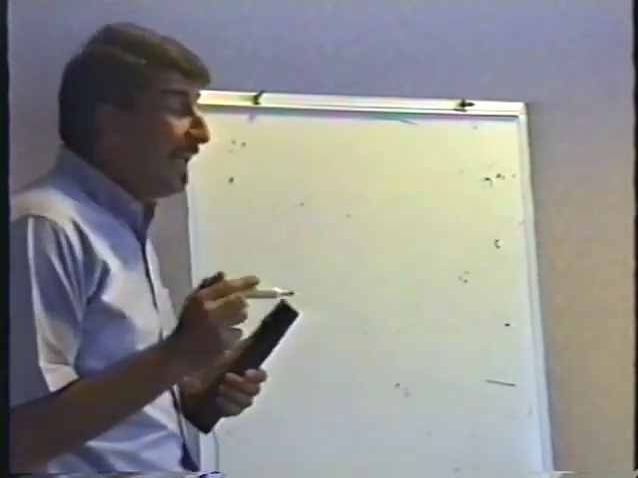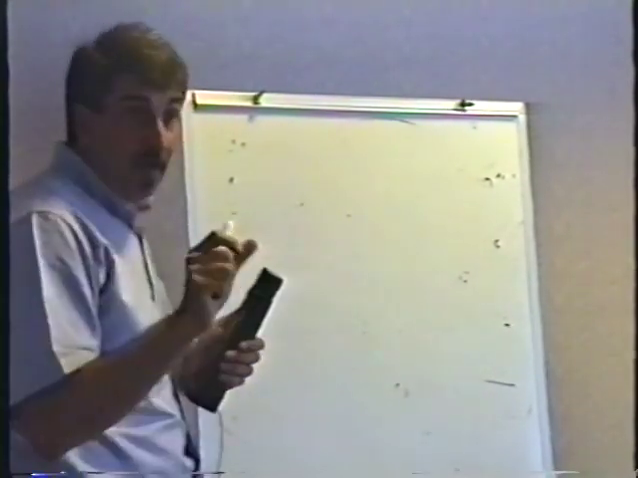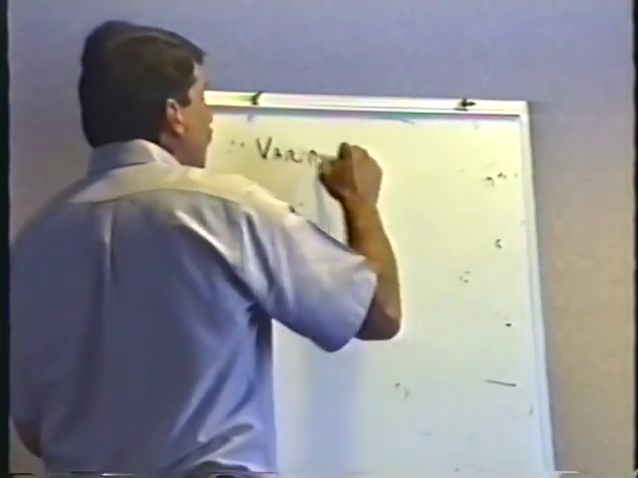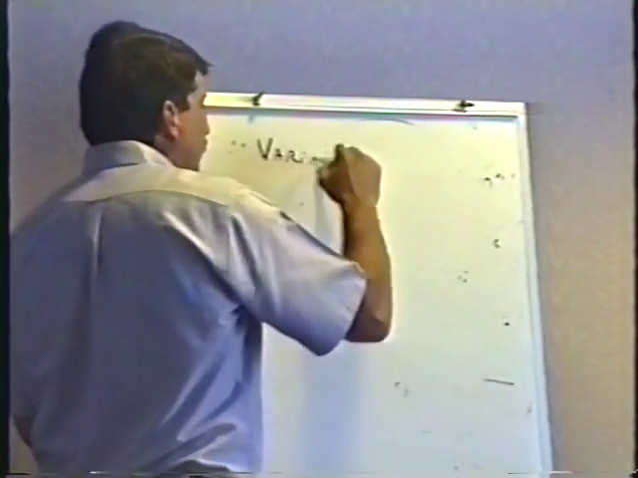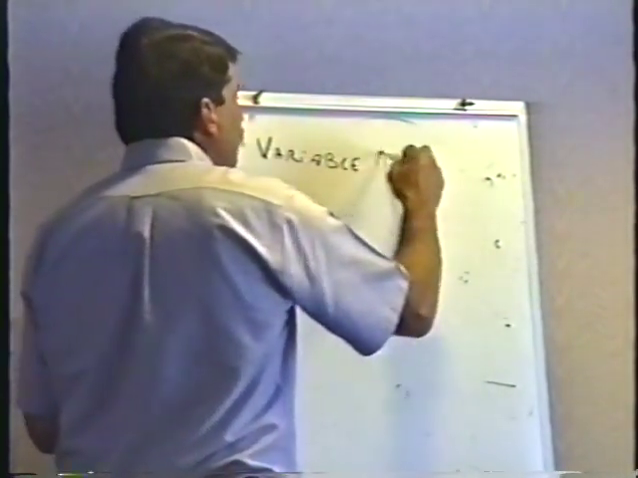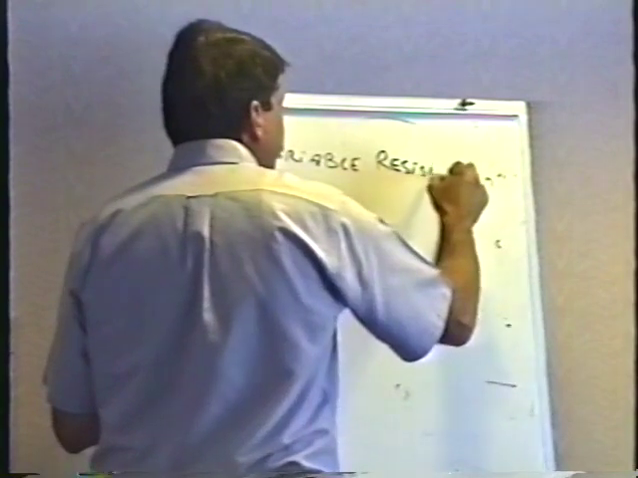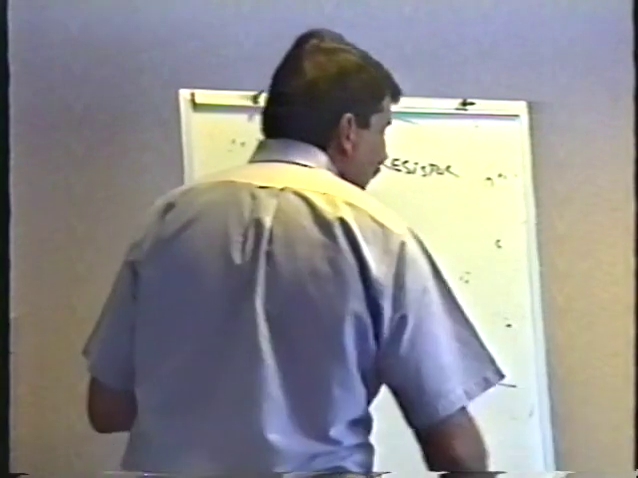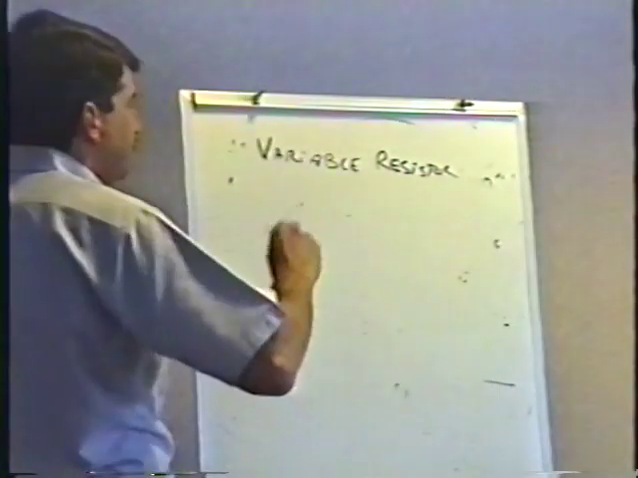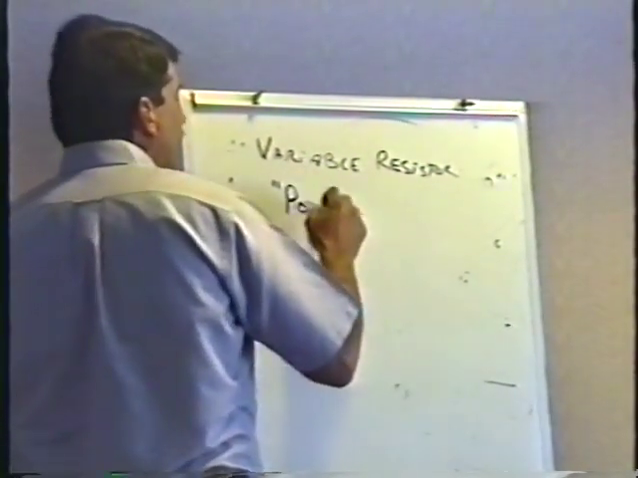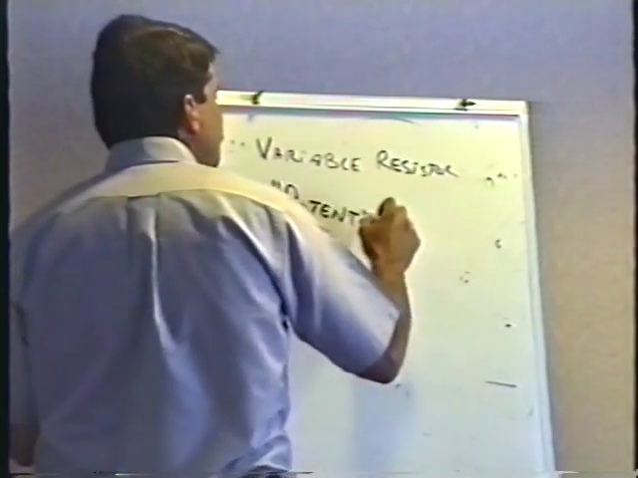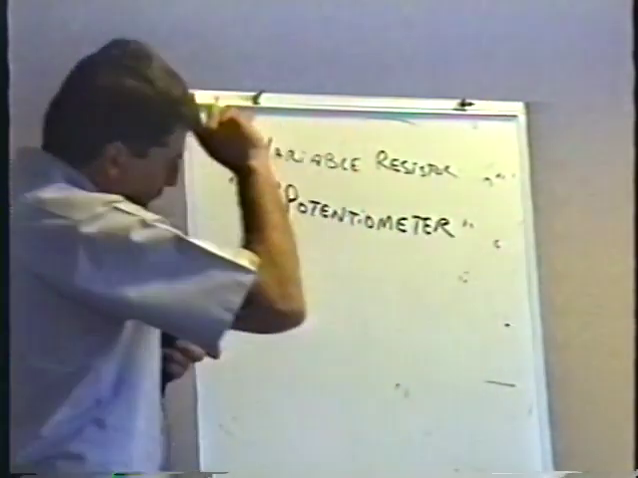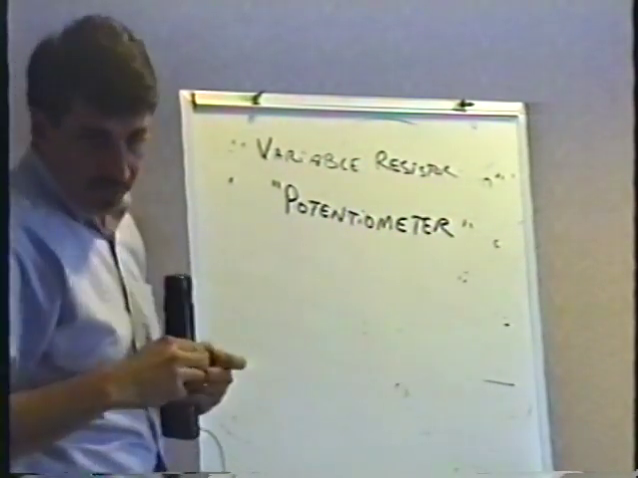Very often we need to have a resistor that we can adjust, and that's what these things are. They're variable resistors. A variable resistor has a more technical term. A variable resistor is technically called a potentiometer. Oh my God, what a word. It's called a potentiometer.